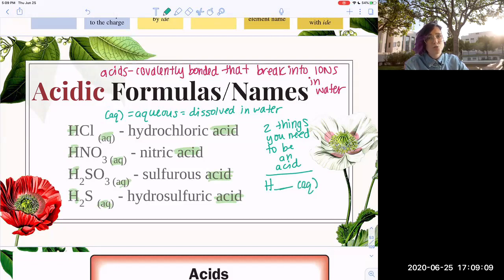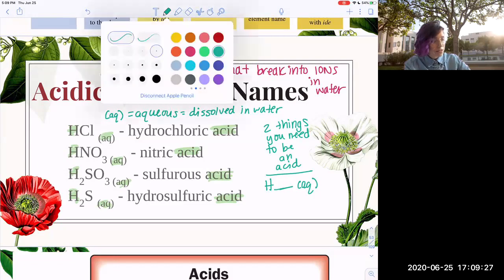Now, as you move deeper into chemistry, you'll learn that not all acids have hydrogen in the front, and that's fine. But for right now, let's just put the hydrogen in the front, so it's like a big flag that says, hey, I might be an acid. You see the hydrogen in the front, and then you see the AQ at the end. That thing is an acid. We're going to name it with these special rules.